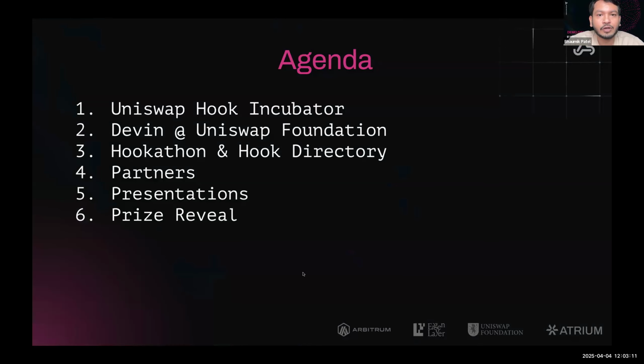The agenda for the call will start with congratulating all the alumni for what they've accomplished over the last few months. Devin will speak a little bit about why she's excited about what's happening, what people are building on V4, and some of the bigger announcements in the last couple of months from Uniswap. Then we'll get into explaining what is the Hookathon, what were people working on, sharing the Hook directory where you can see all the amazing projects built by everyone in the cohort. We'll have a few words from our partners who we were very excited to work with, specifically in this call today, Arbitrum and Eigenlayer.